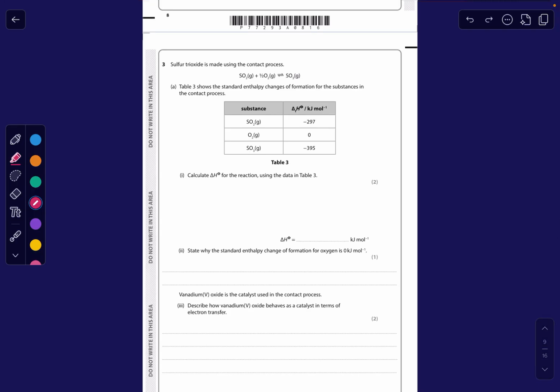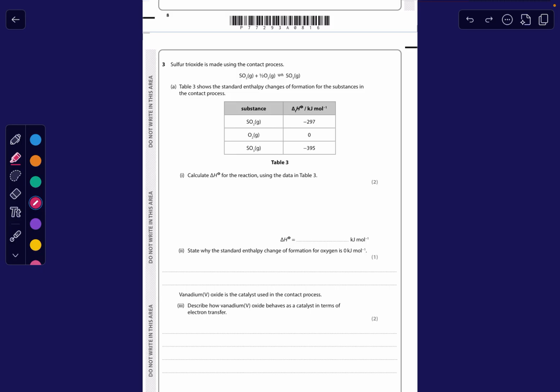Right, so on this side, we've got question number 3, and we've got A3. This is the sulfur trioxide. It's made using the contact process, and the contact process is one of those equations that, for some reason, you just need to remember them. And I've said it in your booklet, just remember this, and it did come up.